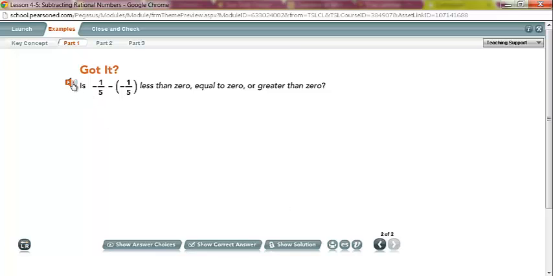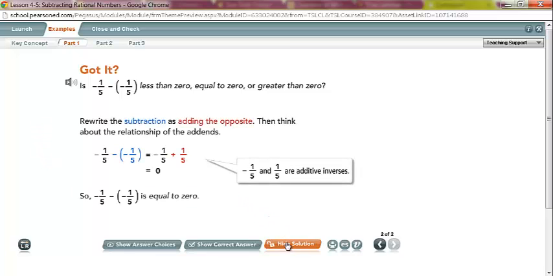Okay, ladies and gentlemen, let's listen. Is negative 1/5 minus negative 1/5 less than 0, equal to 0, or greater than 0? Pause it a moment while you try to figure that out. Okay, thank you for coming back. So remember, we can rewrite subtraction as adding the opposite. So minus a negative is plus a positive, that's just the way it is. I know I'm not a great singer, but that's going to become a positive. So I have a negative 1/5 plus a 1/5. They're additive inverses, which gives me 0.